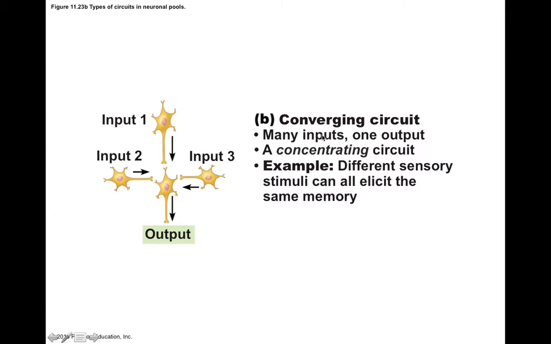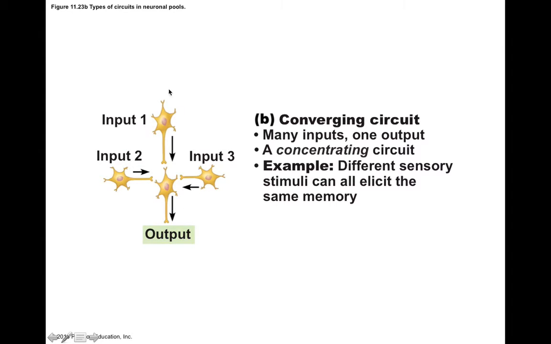A converging circuit is where you have many inputs, but they all converge on one output neuron. You can see here 3 different neurons synapsing on one output neuron, and in that sense, it's converging. You can think about this as information consolidation, where different sensory stimuli can elicit the same memory.